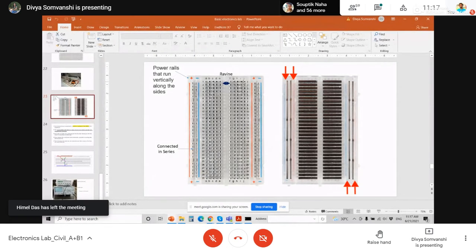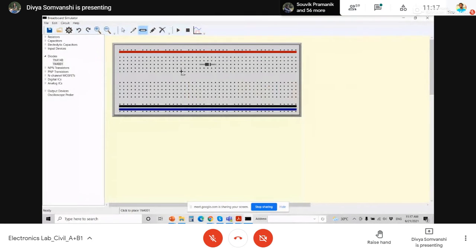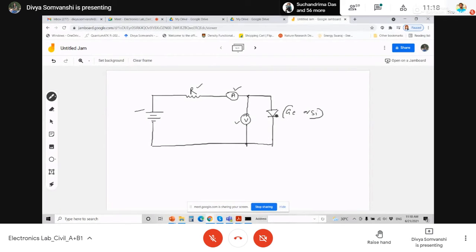These holes in the same line are connected, but if we draw like this, it means they are in different holes, so they are not connected. These two are not connected. It means our diode is not shorted here. So we have one diode, and now with the diode we draw our circuit.